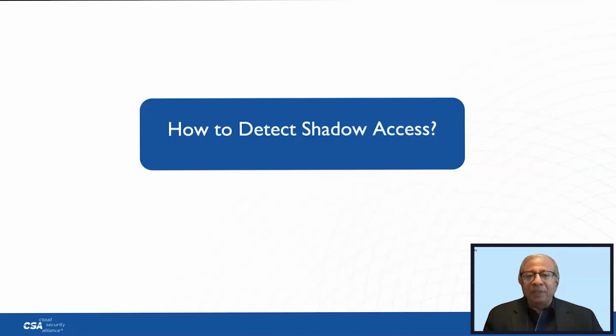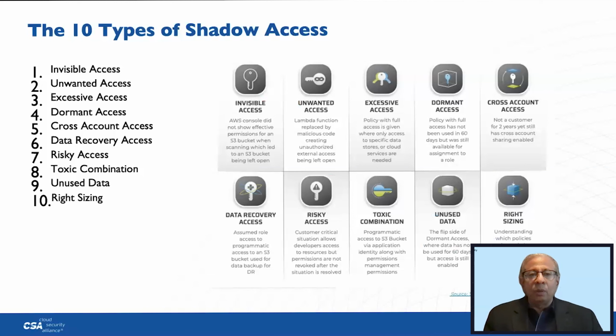Now let's dive into how do we detect shadow access. Working with the CSA group, we've identified 10 different types of shadow access. Very similar to the OWASP top 10, you can think of this as the top 10 shadow access patterns. And they generally go like this. They're invisible access, access given through programmatic access, you cannot see it, unwanted access, excessive access, dormant access.